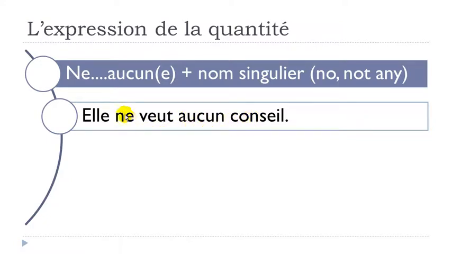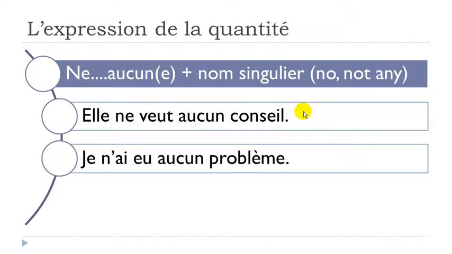Okay, so you can see here that it's elle ne veut, so she doesn't want, okay? Vouloir is to want. Aucun, so not any, no. And then conseil, it's advice, okay? So, elle ne veut aucun conseil. Other example, je n'ai eu aucun problème, okay? So here, ai eu, so it's the verb to have at the passé composé form, okay? Je n'ai eu aucun problème. Problem. So, I didn't have any problem.